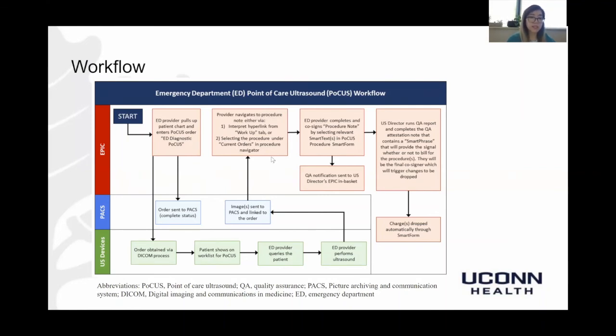The provider then goes back to Epic to document a procedure note, which is linked to the images saved, and we'll show an example of the note in the next slide. Upon completion of the note, this generates a QA notification for the ultrasound director to attest and decide whether or not to drop charges.